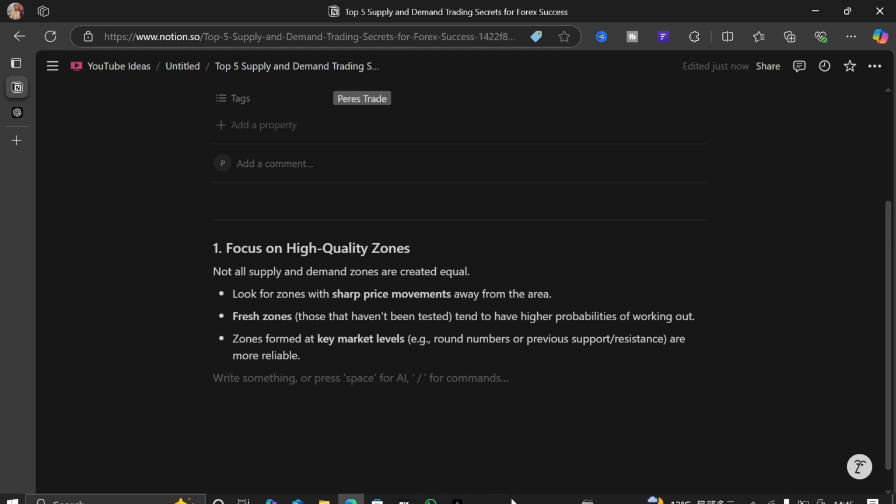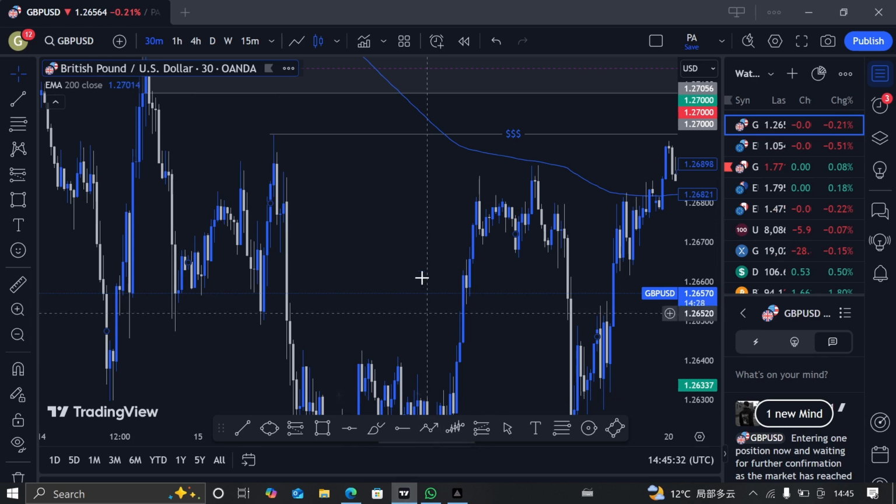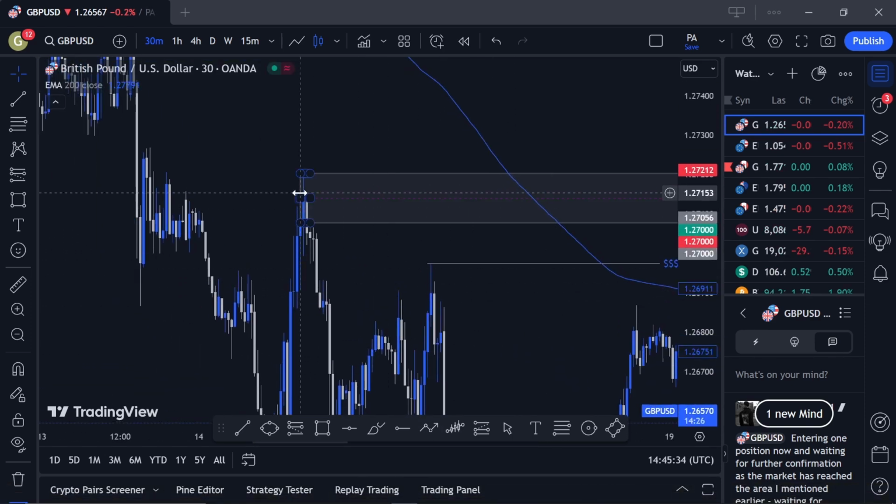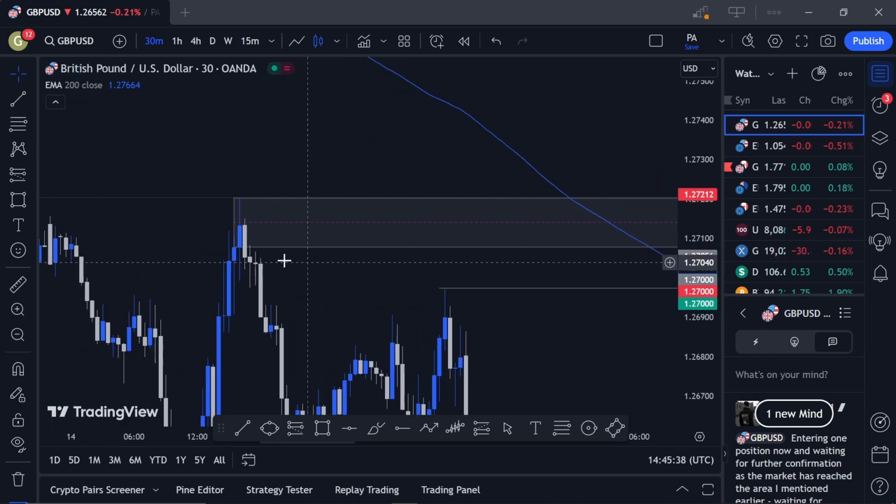So for example, let me show you what this means as well. Here is a candle that created a zone, and the bullish candle here, which is the blue candle, is the one that created the level, followed by these 2 bearish ones that bounce off it immediately.